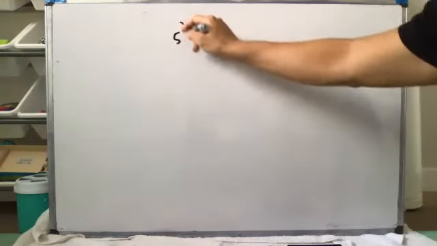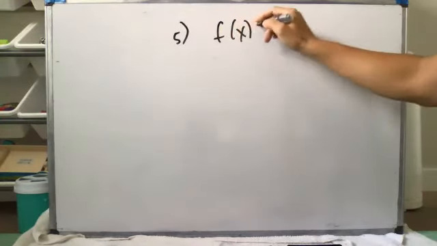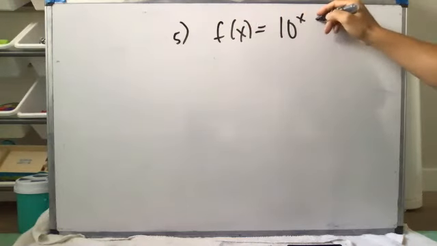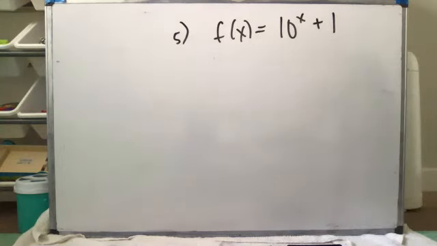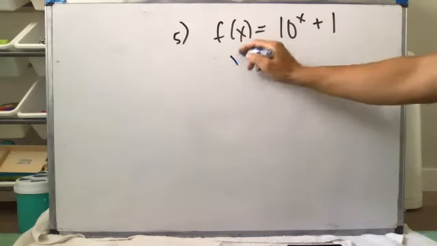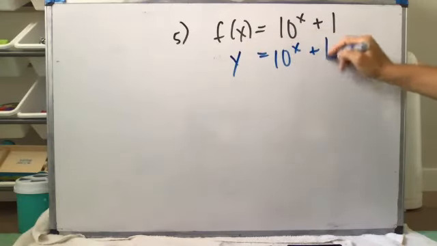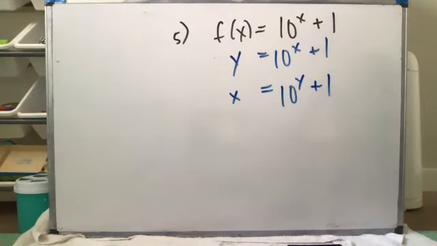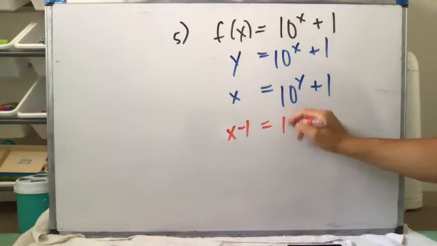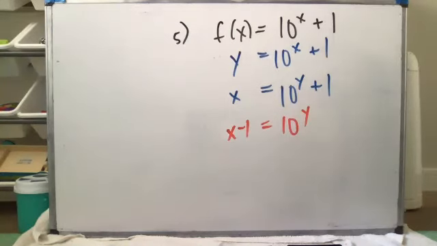Okay, this is number 5 now. We're looking at f of x equal to 10 to the x plus 1. Same steps, changing to y first, and then flipping x and y. x is equal to 10 to the y plus 1. It's almost the same question, yeah? I'm going to subtract 1 from both sides. It's going to give me x minus 1 is equal to 10 to the y.